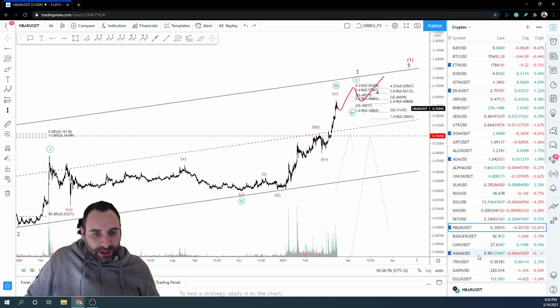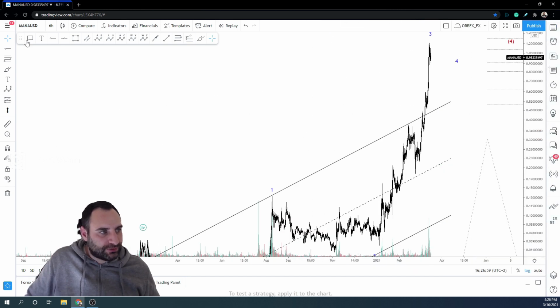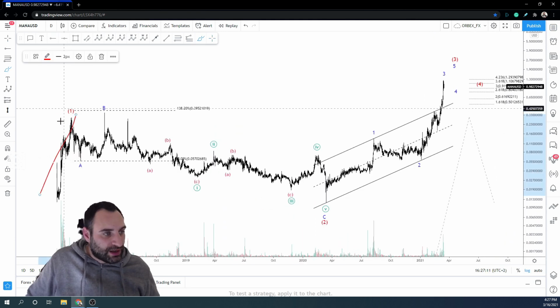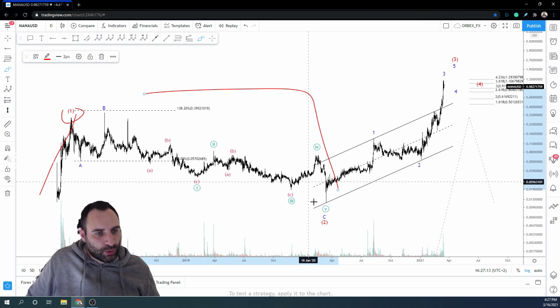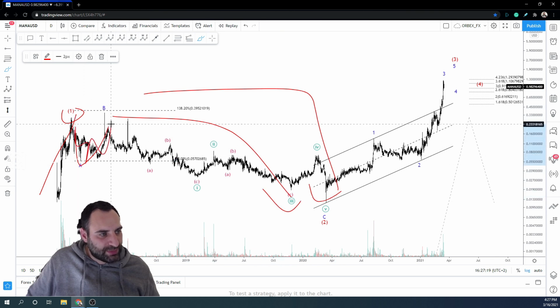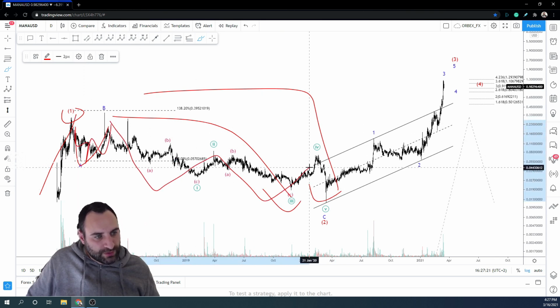Now, let's go quickly on MANA, the Central Land. For this, I will have to go a little bit further out and use the daily chart. We've had intermediate wave 1 and intermediate wave 2 down here. This to me looks like an expanded flat. Okay, you've got ABC, ABC, and 1, 2, 3, 4, and 5.